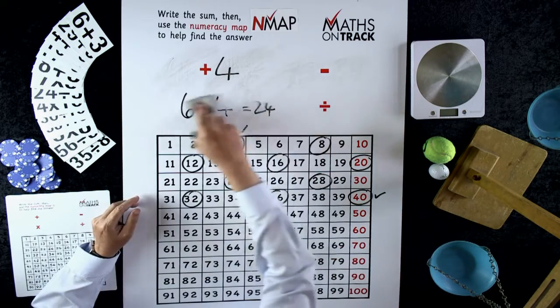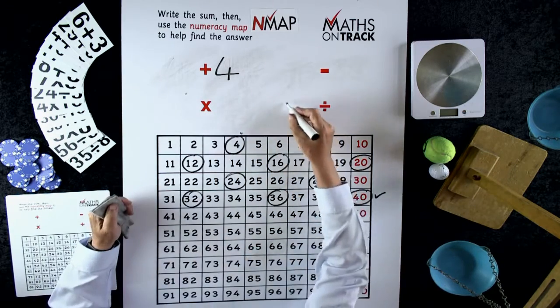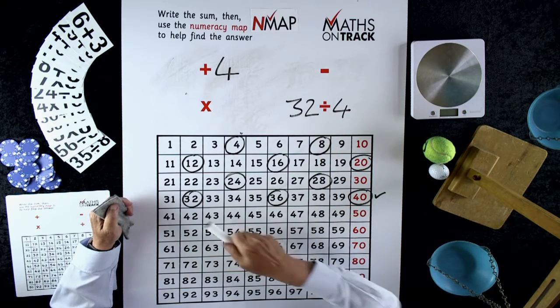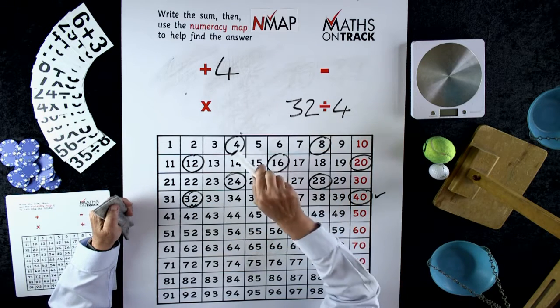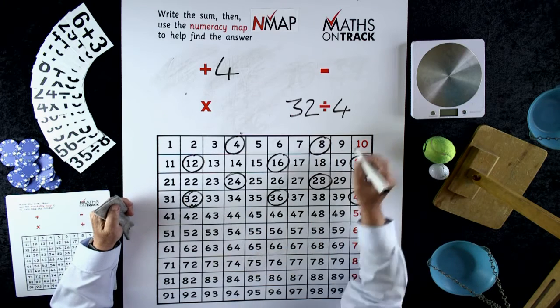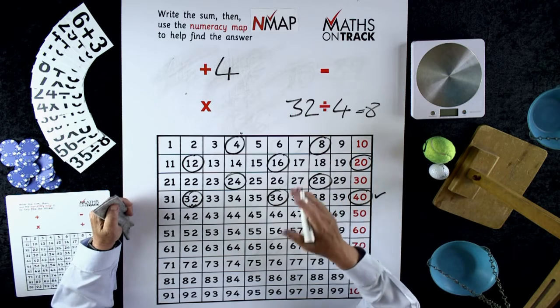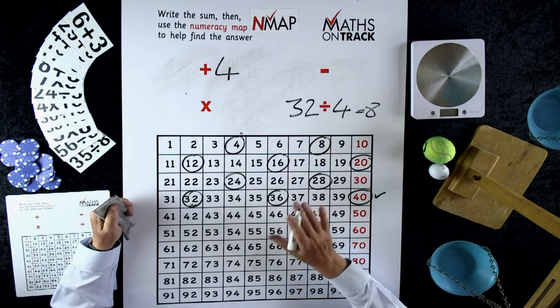We can also do divide sums for the 4 times table. For instance, if it was 32 divided by 4, 32 lives here, and 4 fits into 32 1, 2, 3, 4, 5, 6, 7, 8 times. The answer must be 8. Young children who struggle with division find the numeracy map very, very powerful.